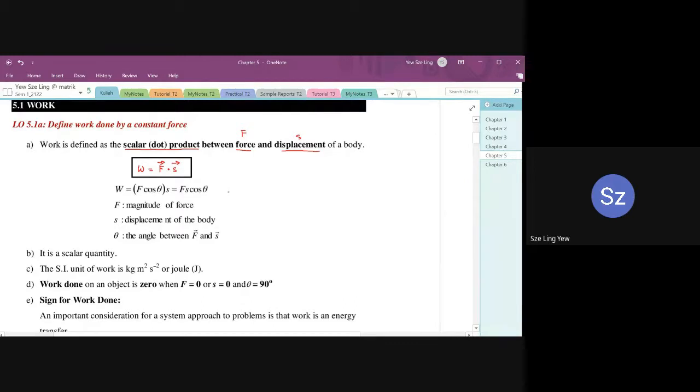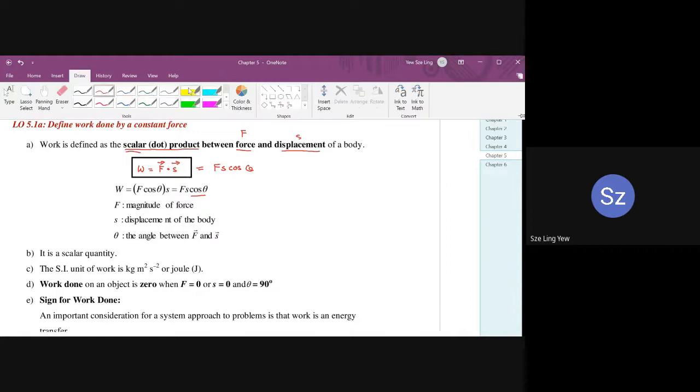This is what you learned in semester 1. If you recall, when you have a dot product, you change it into cos theta. That's why F dot S is equal to Fs cos theta. So this dot doesn't mean multiplication. It is another type of product, known as the scalar product. The name scalar product means that the result is a scalar quantity. So work done is a scalar quantity, not a vector quantity. W equals F dot S, which equals Fs cos theta.